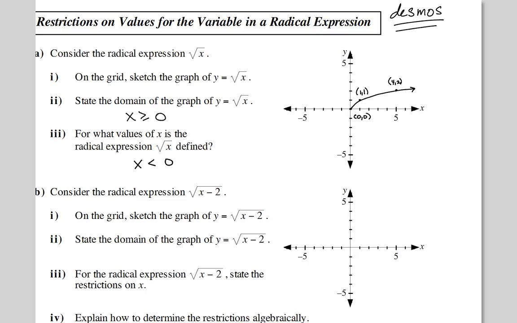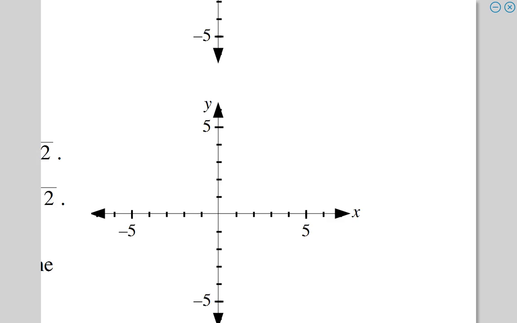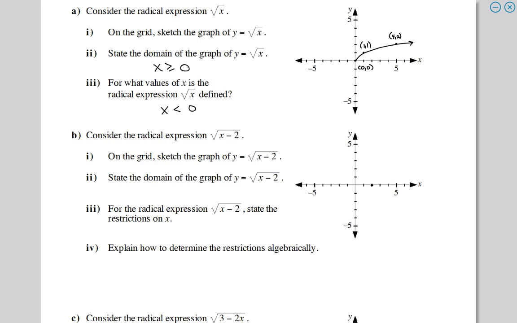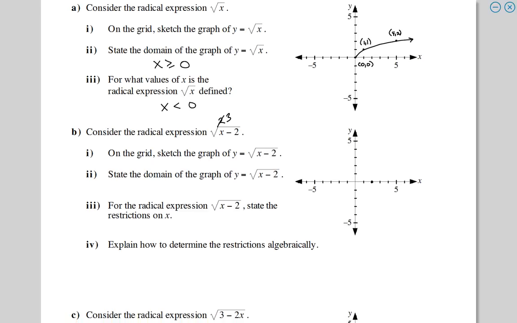Okay. So now, when you put in a 2, starting at 2, what happens? If you put in 2, you get the square root of 2 minus 2, which is 0. What happens when you put in 3? 3 minus 2 is 1, square root of 1 is 1. And you basically have the exact same thing, just pushed over to the right. Okay? So where does this one start?